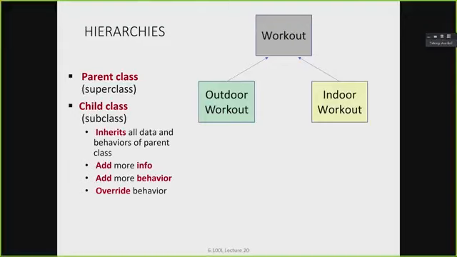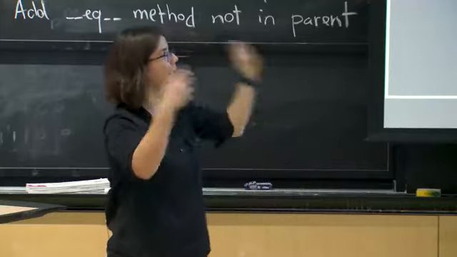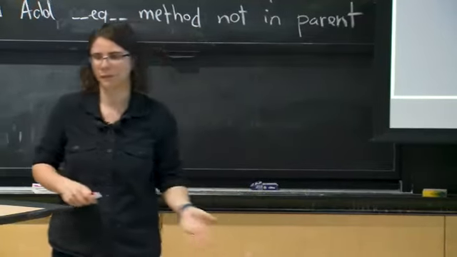For indoor workout, you might not need a location. You might not add any extra data attributes. We might add more behaviors, right? So for outdoor workout, I don't know, you'd add some different behavior than just a regular workout. Same for indoor workout. Or you might override behaviors. So you might change something that workout does to be specific to an outdoor workout. And of course, we can create as many of these subclasses as we'd like.